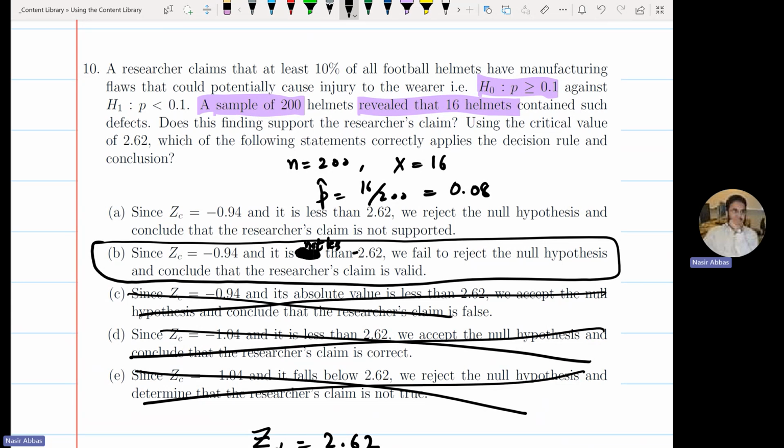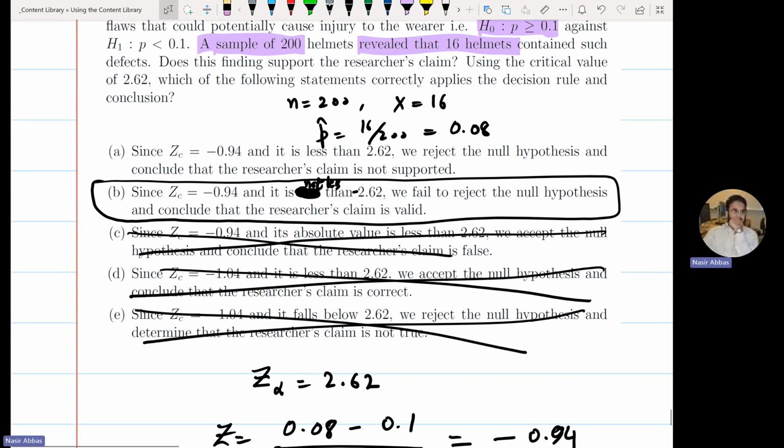This is the correct statement: we reject H naught. We cannot accept this one. We accept the null hypothesis? We never use that terminology except H naught. We have said it repeatedly.